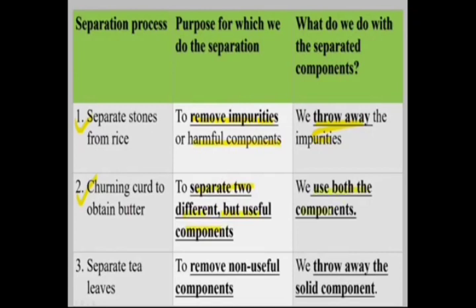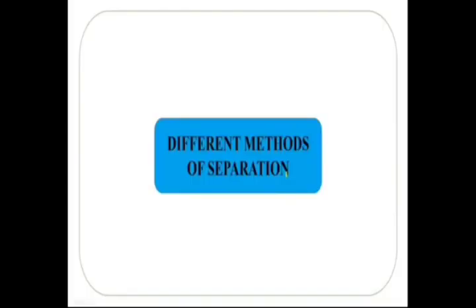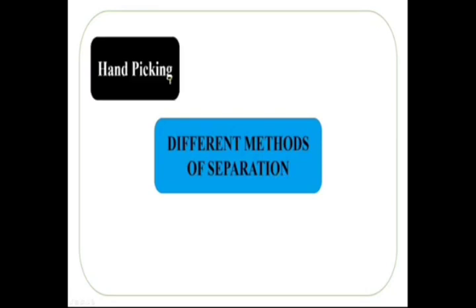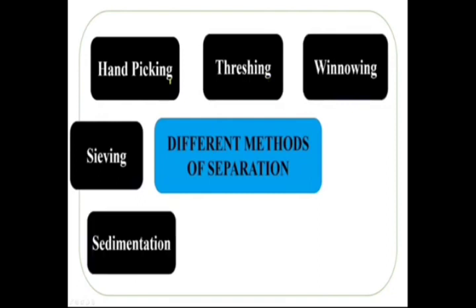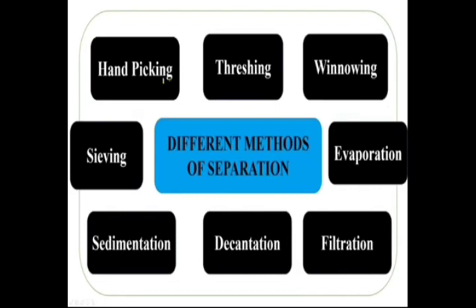Coming to the third process, separating tea leaves. Why are we separating tea leaves? To remove non-useful components. Here tea leaves are the non-useful components, so you want to separate them. What are we doing? We throw away the solid component, tea leaves. Okay, this is the example, and the same is there in the textbook also. Okay, why did we learn this? We are going to the different methods of separation. Do you know what the different methods of separation are? Yes, I told you in the introductory session. You can see the different methods of separation: handpicking, threshing, winnowing, sieving, sedimentation, decantation, filtration, and evaporation. You have to learn the different separation methods by using different examples and examples based on size, etc.